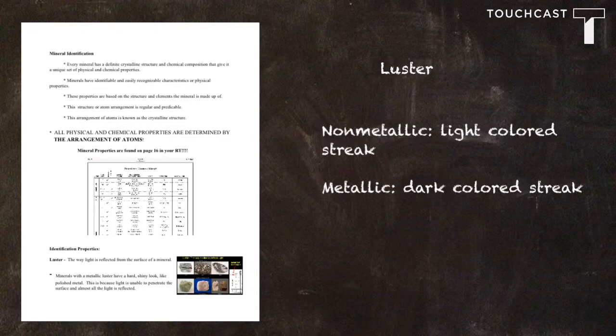Luster is the way a mineral reflects light. We can have either a nonmetallic or metallic luster when we talk about minerals. A good way to determine whether you have done this correctly is that nonmetallic minerals will have a light colored streak and metallic minerals will have a dark colored streak.